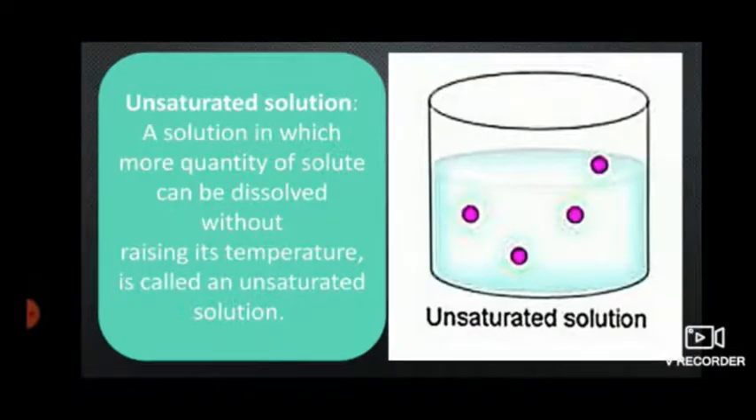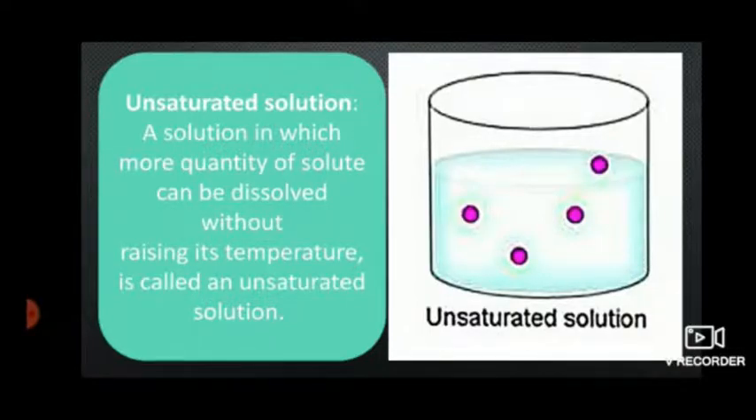When we dissolve a solute in a solvent, a solution is formed. We can dissolve different amounts of solute in the same quantity of the solvent. Depending upon the amount of solute present, the solution can be classified as unsaturated solution, supersaturated solution, and saturated solution.